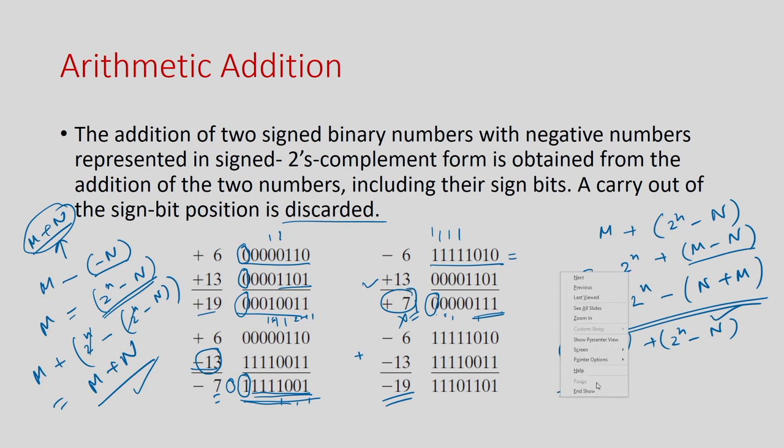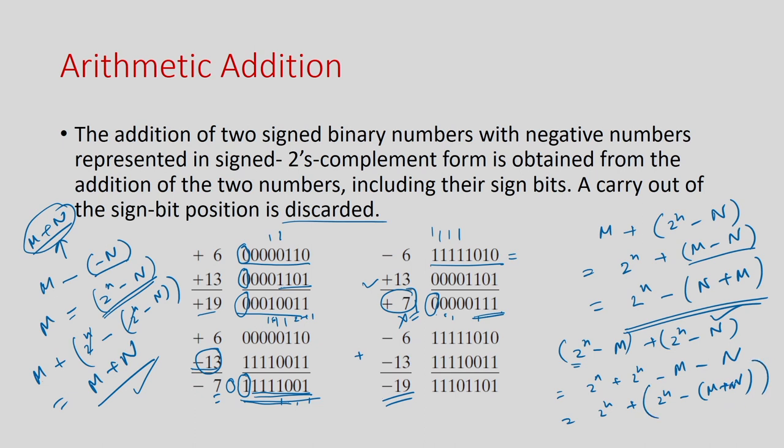So, you have 2 to the power n plus 2 to the power n minus m minus n, right, which is basically this 2 to the power n plus 2 to the power n minus m plus n, right. So, because this is a negative number, I am going to get the 2's complement of m plus n in the result. Let us do that.